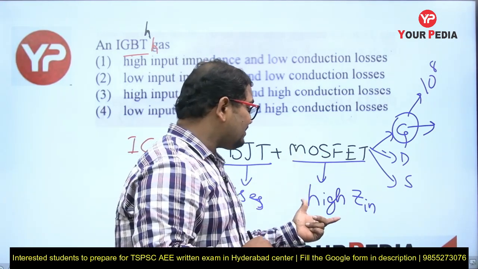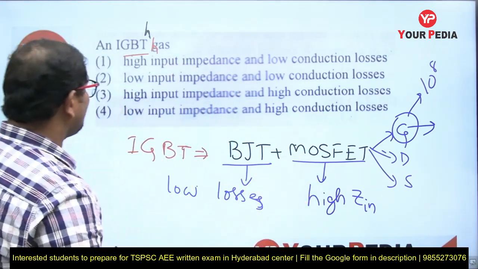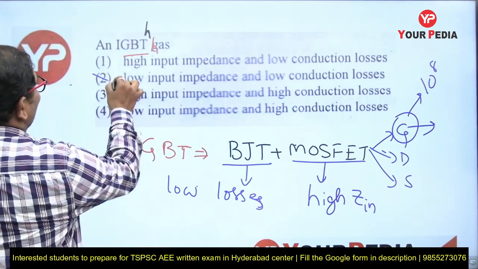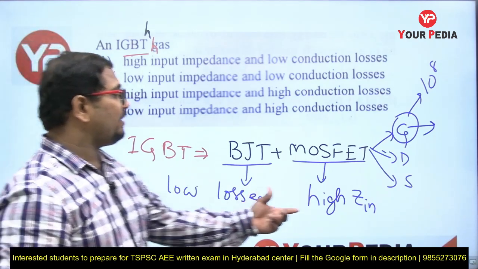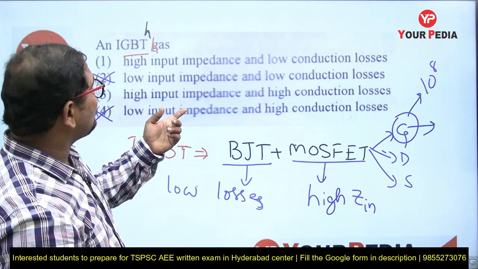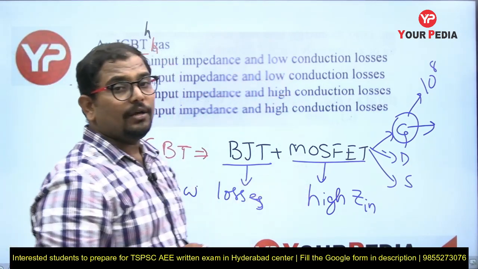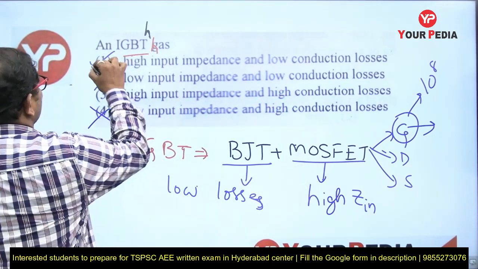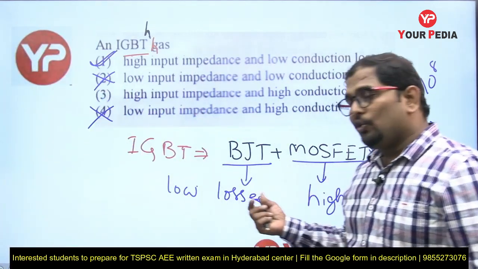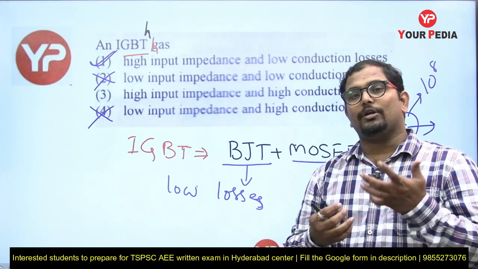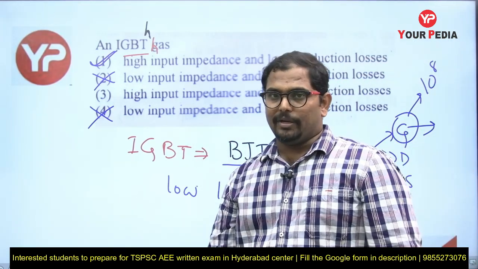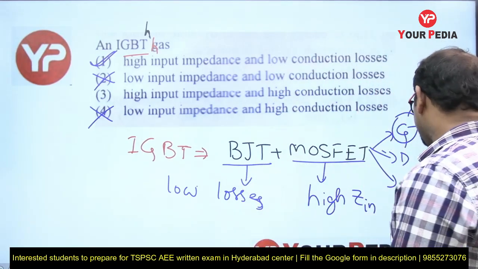So what is the advantage of MOSFET? It is high input impedance. First let me take the option of high input impedance, so I can eliminate these two options by taking high input impedance into consideration. Then what about low conduction losses? We have high input impedance and low conduction losses, so option 1 is the right answer. In this way you need to remember or memorize the concepts which are asked by the examiner. Okay, now let's move to the second question.